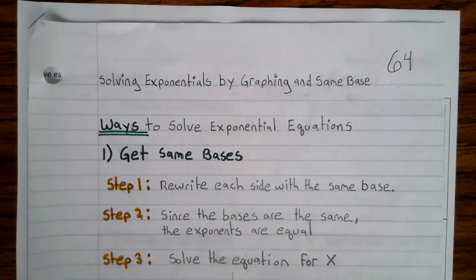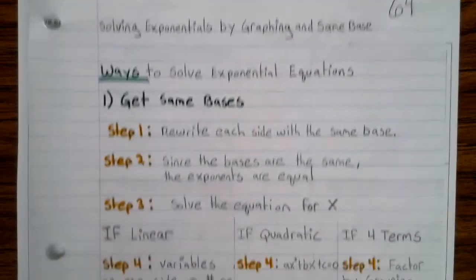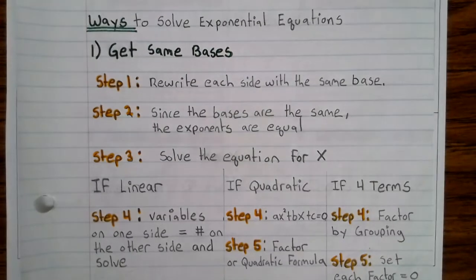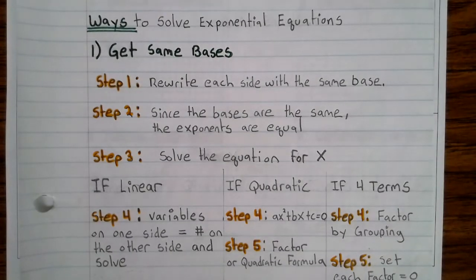Solving exponentials by graphing and same base on page 64. Ways to solve exponential equations. The first way is get same bases. Step 1, rewrite each side with the same base. Step 2, since the bases are the same, the exponents are equal. Step 3, solve the equation for x.